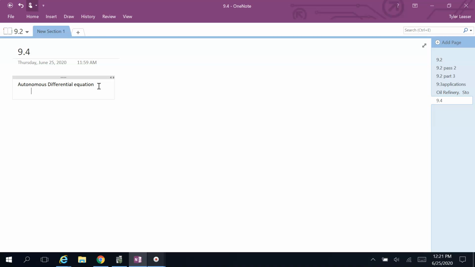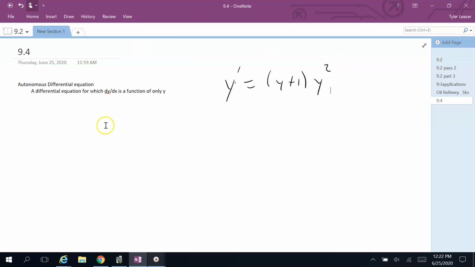An autonomous differential equation is a differential equation for which the derivative dy/dx is a function of only y. In other words, when you have your differential equation, so y prime is equal to something, you are not allowed to have x's on this right-hand side. They can only be y's of some kind. Okay. All right, cool. A little bit more definitions here.